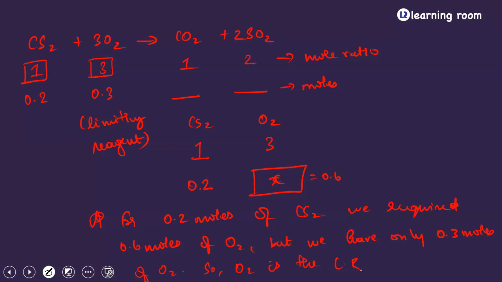Now, limiting reagent based on the final product. Right? So, what will be the mass of CS2 that is reacted with this O2? Number of moles of CS2 reacted is 0.1. Copy this down first, then I'll come to the next question.